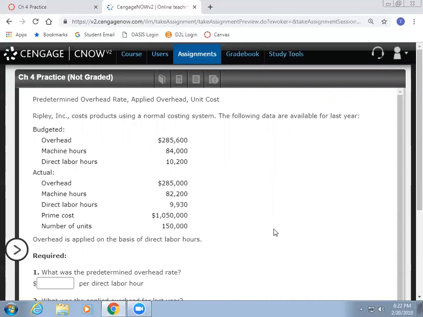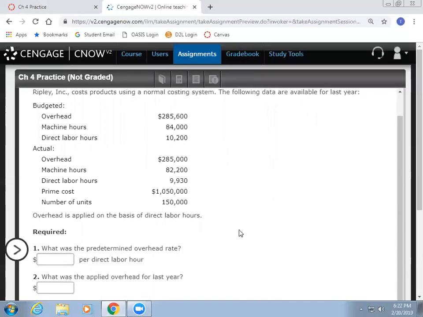Well, it wants to know what the predetermined overhead rate is. So again, to calculate predetermined overhead rate, we're going to take our estimated or budgeted overhead of 285,600 and divide it by our direct labor hours estimated 10,200. So what is the predetermined overhead rate per direct labor hour? Very good, $28. Okay. This one seems so much more simple now, right?